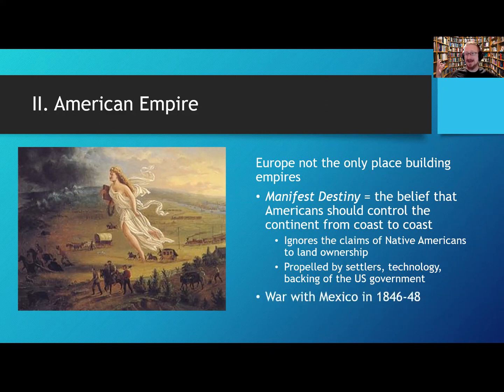We also get an expansionary war with Mexico. This is more in the traditional vein of what we think of as imperialism. There was a very imperialistic war with Mexico in the late 1840s. And it wasn't even a contest, really. I mean, it's a very lopsided event.